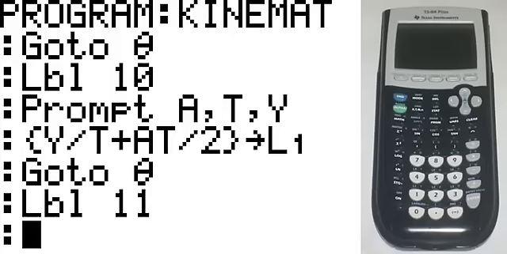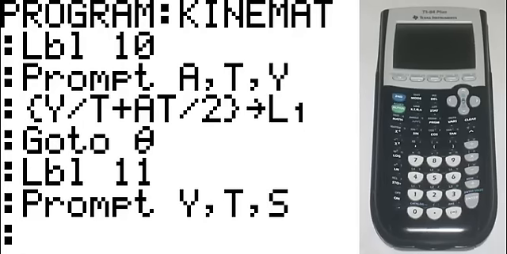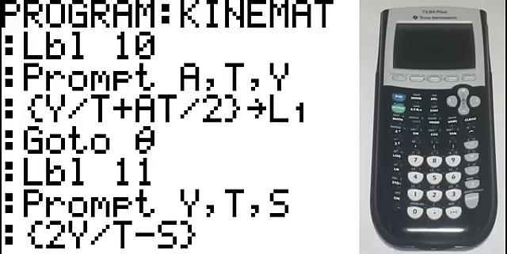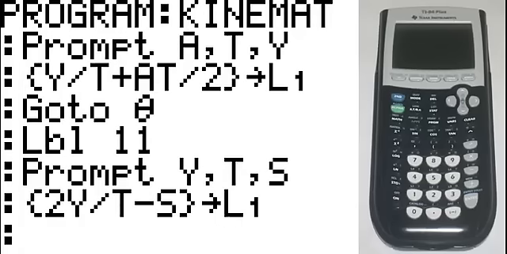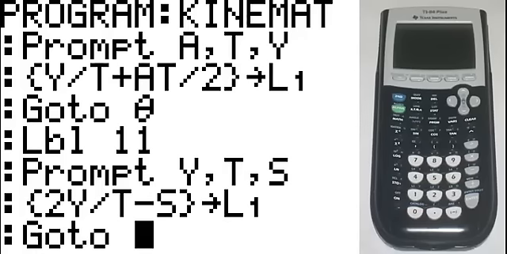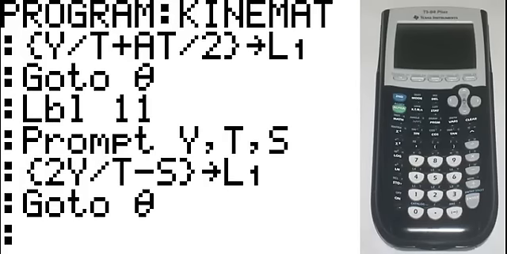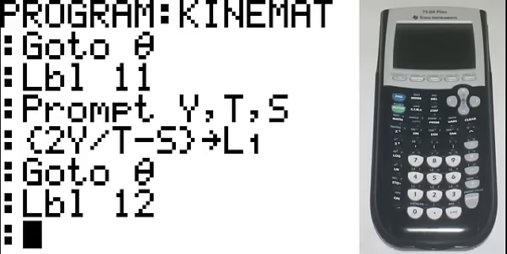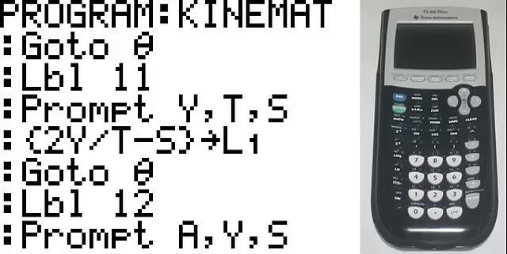Label 11. We're going to prompt the variables y, t, s. In squiggled parentheses, 2y divided by t minus s, end the squiggled parentheses. That goes to L1. Go to theta. Label 12. Prompt the variables a, y, s.